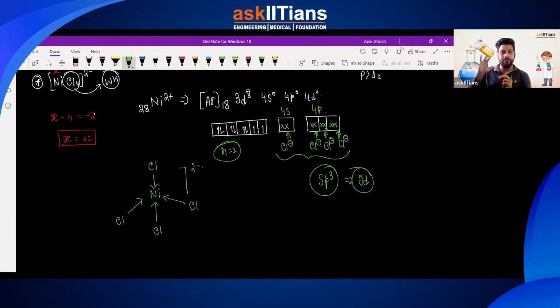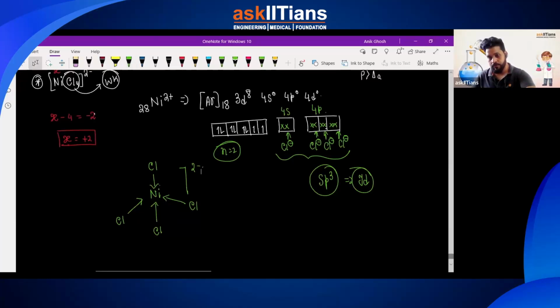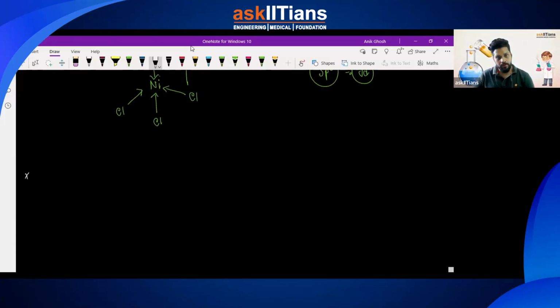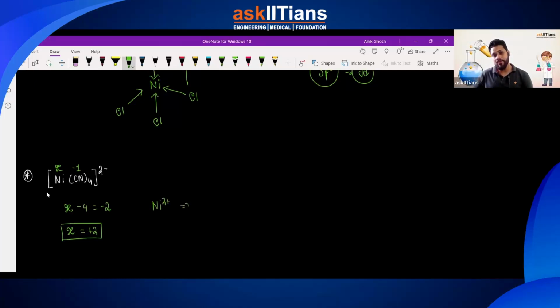Let's solve the Ni(CN)4 question now. Ni(CN)4 2 minus. When you solve it, let me see first. So here also, guys, you take nickel as X and cyanide is -1 each. So X minus 4 is equal to -2. So X is coming as +2. That means again Ni2 plus. Guys, Ni2 plus, we have just done it a minute ago.